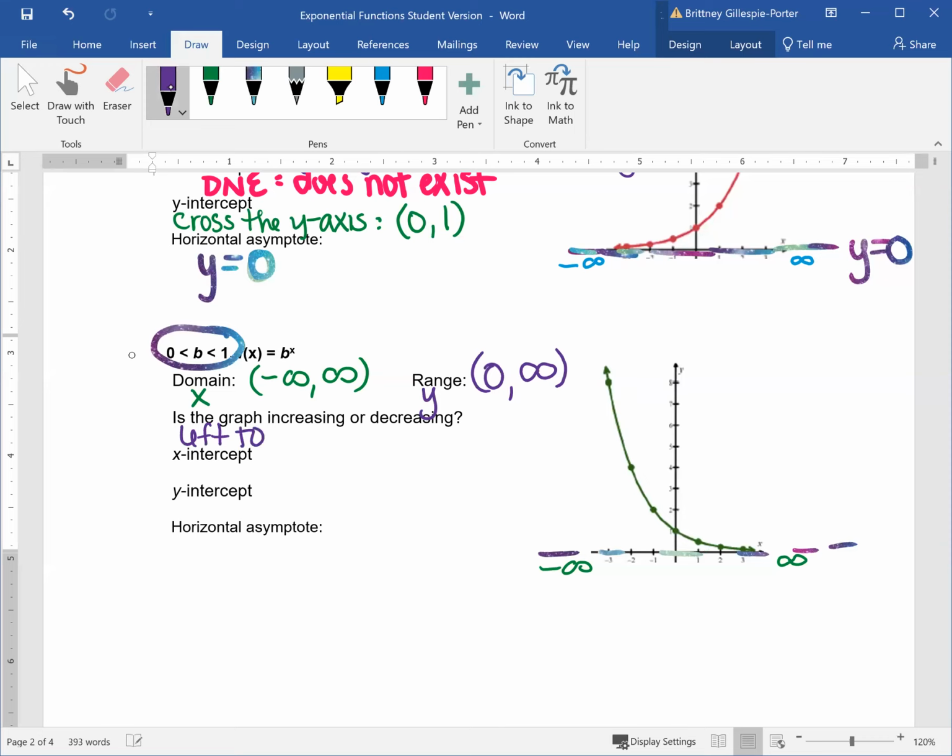Remember, when you're doing increasing and decreasing, we read from left to right. From left to right, if we follow our function, we are going down. Since our function goes down from left to right, our function is decreasing.